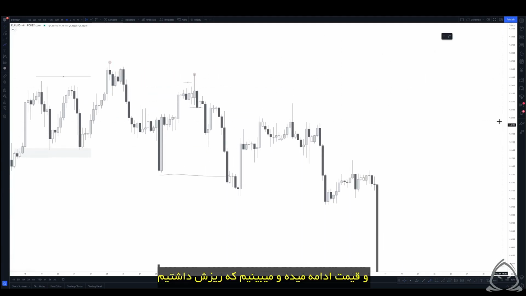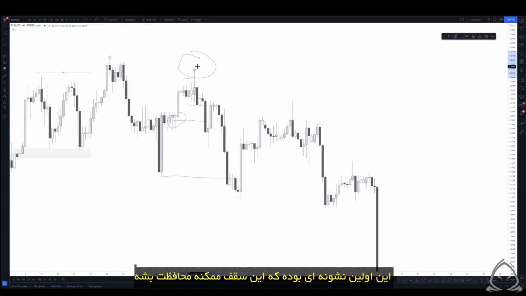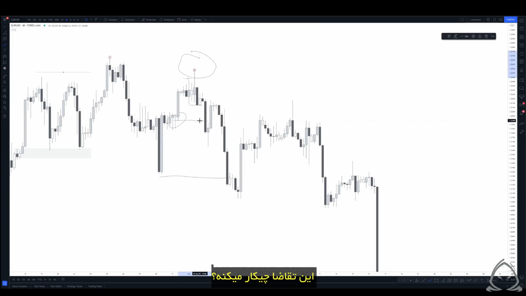And what we can see is we do end up dropping. But if we just look at continuing on this, we have the demand zone here. This was our first indication that this high might actually be protected. This demand zone, what does it do? It just blows right through it. We totally disregard it. We take the liquidity above it. What do we end up seeing?